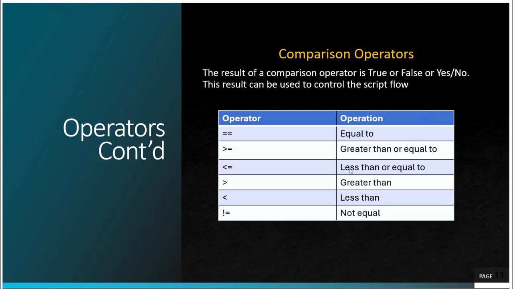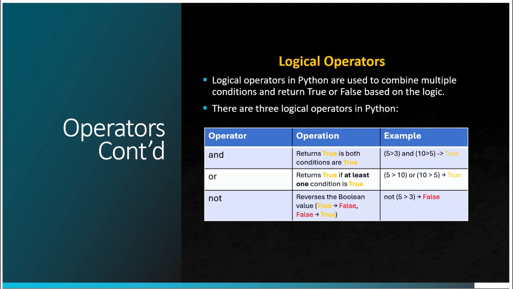So what different operators do we have? Again, let's look at it quickly. The double equal to is equal to, then we have greater than or equal to, then smaller than or equal to, then greater than, less than, and not equal to. All right, now let's continue and look at the next operators, which are our logical operators.